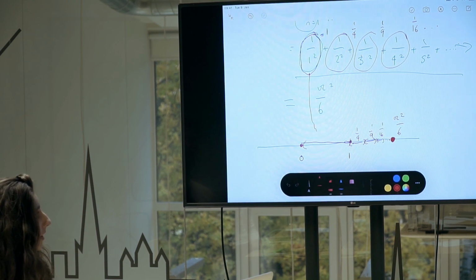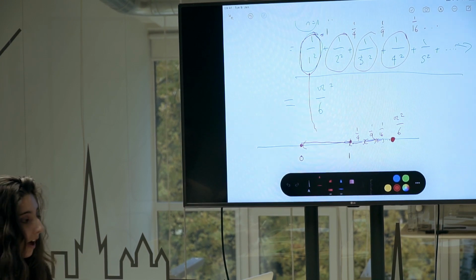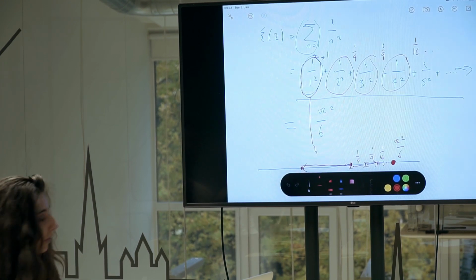So that's basically how the sum works, and it also works out to nice numbers like this for lots of other values of s that are in the real number line.